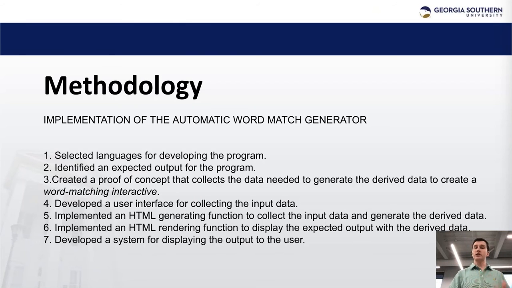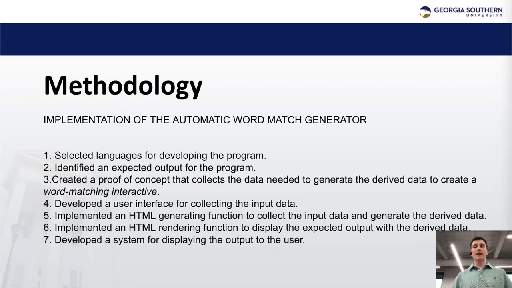Then we implemented an HTML rendering function to display the expected output with the derived data. Then we developed a system for displaying the output to the user in a separate view. So, we selected these languages based on the experience between Dr. Liang and myself. We both have a strong familiarity with Java, and we identified the input and output based on the simple example that we started with, the first word matching interactive, which featured HTML and JavaScript, just a simple example. Then we implemented the functionality based on the requirement specification.